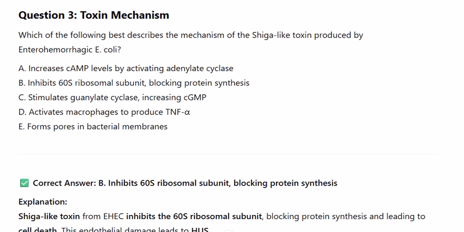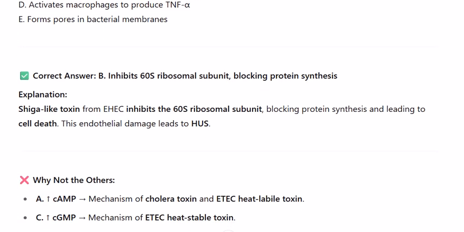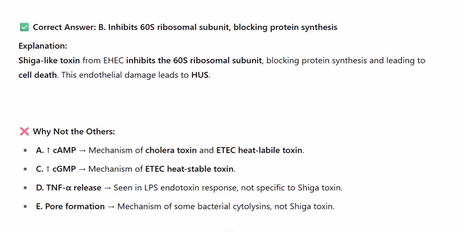Correct answer. B. Inhibits 60S ribosomal subunit, blocking protein synthesis. Explanation. Shiga-like toxin from EHEC inhibits the 60S ribosomal subunit, blocking protein synthesis and leading to cell death. This endothelial damage leads to HUS.